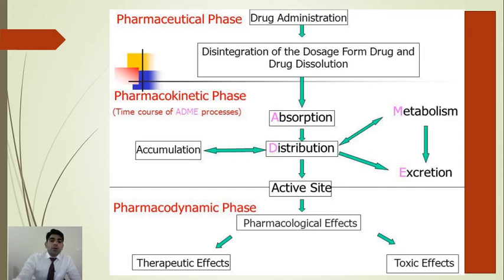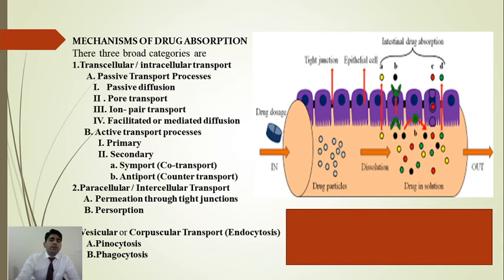So finally we are coming to the final part of this lecture, that is the classification of mechanisms of drug absorption. Actually, absorption is the first part of the pharmacokinetics, and now we are discussing various mechanisms through which a drug gets absorbed. Basically it is divided into three main categories. One is transcellular, second is paracellular, and third is vesicular transport.